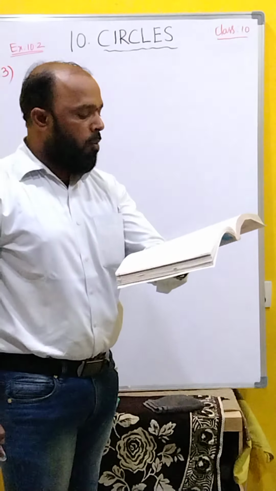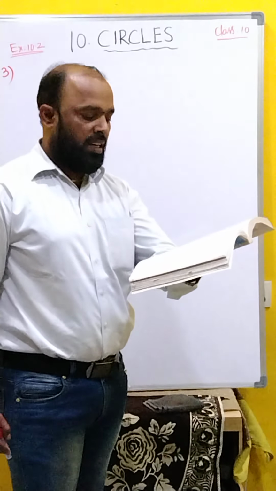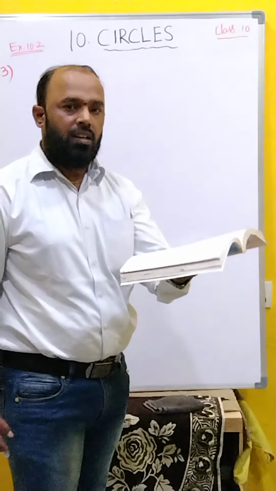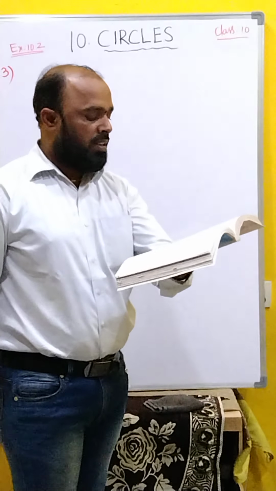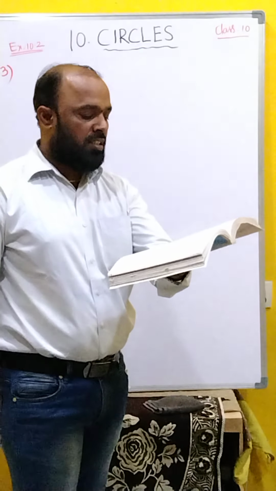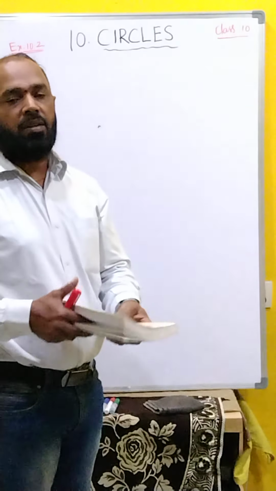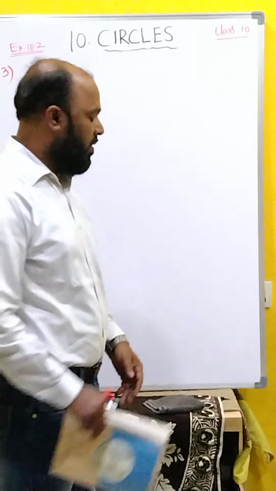Prove that opposite sides of a quadrilateral circumscribing a circle subtend supplementary angles at the center of the circle. Read again. Prove that opposite sides of a quadrilateral circumscribing a circle subtend supplementary angles at the center of a circle. Supplementary means what we have to prove? Sum of opposite angles 180 degrees. That we have to prove.